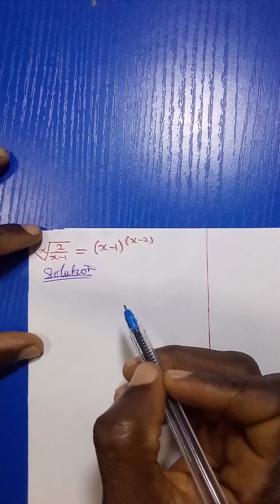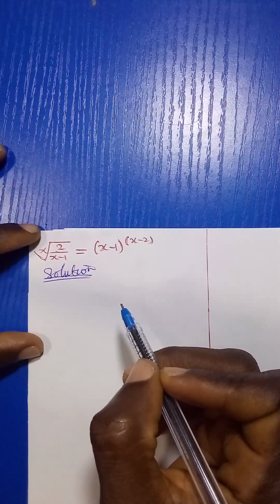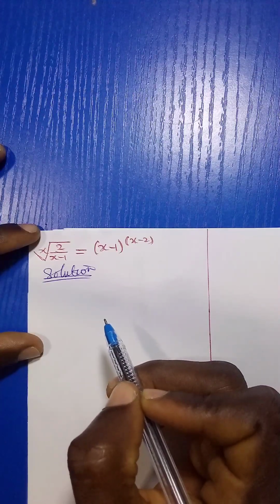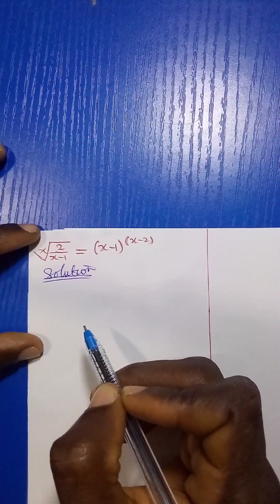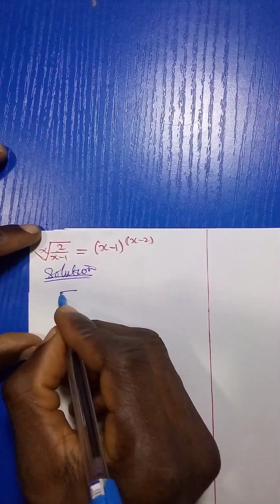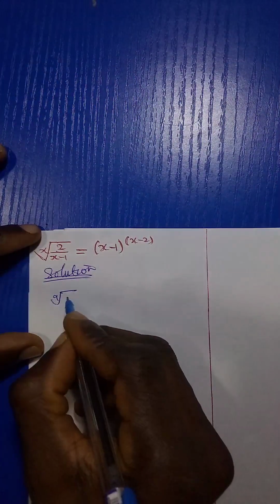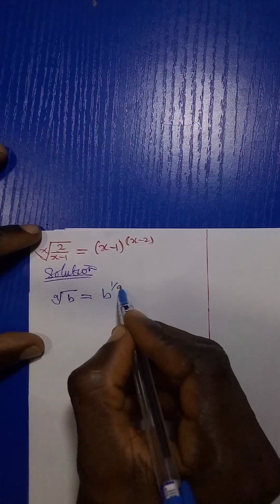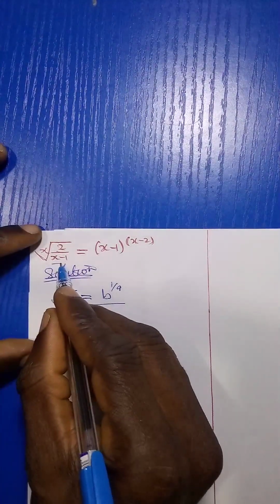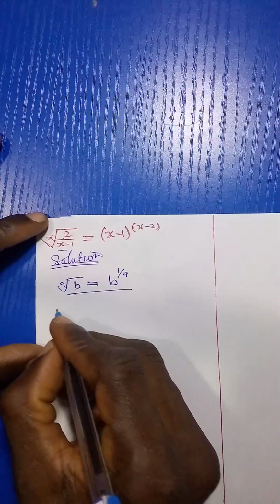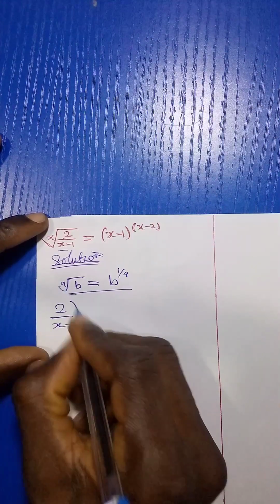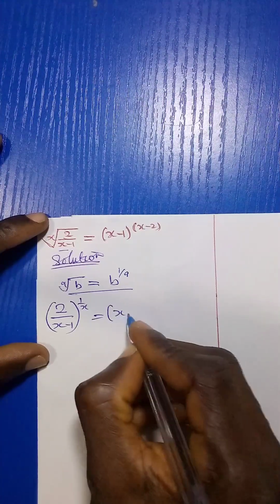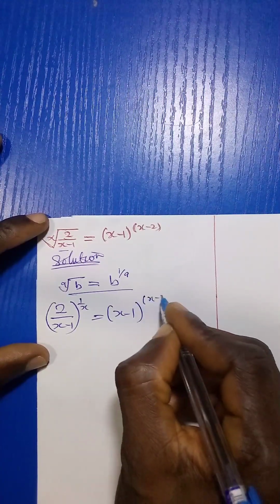The steps I'm going to use are very familiar, provided that you are familiar with the properties of indices. One of the first properties I'm going to apply is this. If I have the a root of b, it can be written as b to power 1 over a. So this property will be applied here. So the expression becomes 2 over x minus 1 in brackets to power 1 over x is equal to x minus 1 to power x minus 2.